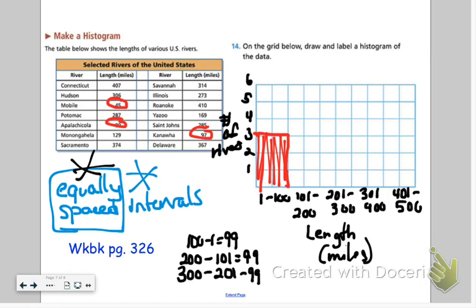And now let's do 101 to 200. So that would be 129 here. And the 169 over here. So there's 2. And I'm doing different colors. You do not have to do that. And let's see. How about the 201 to 300? That would be the 287, the 285, and the 273. So it looks like there's 3 there. And you get the idea. You can complete the rest of your histogram.